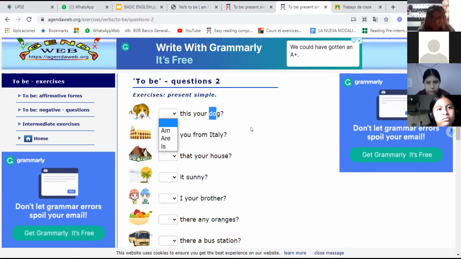Am this your dog? No puede ser porque am es para I, ¿verdad? Are this your dog? No puede ser porque are es para plural. Is this your dog? Ahí está. So as you can see, I only changed the position of the verb and the subject. Es todo lo que he hecho. Cambiar la posición del verbo y del sujeto.